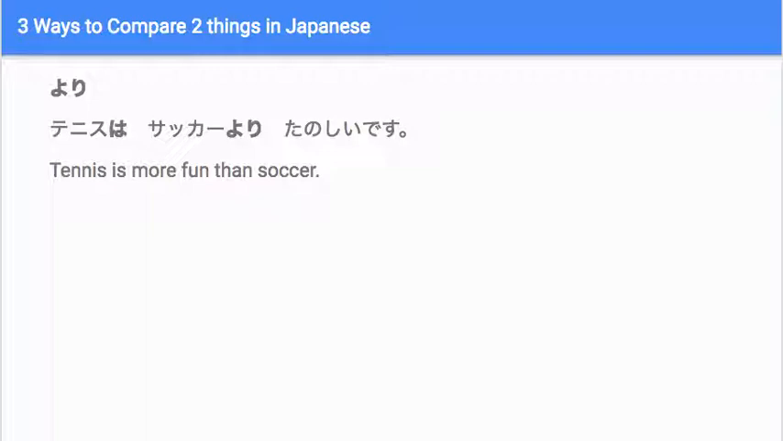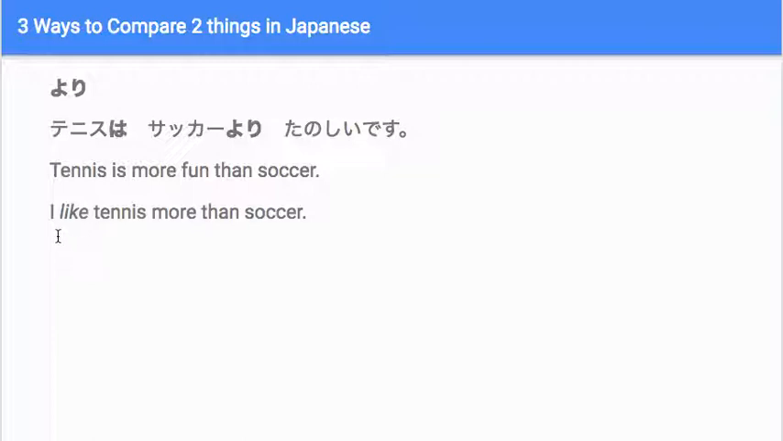I want you to notice that tennis in both Japanese and English is the subject, and in this case, the topic of the sentence. So the basic sentence is tennisu wa tanoshii desu. And we're just comparing it, and we're adding the yori to say that more than soccer. So tennisu wa saka yori tanoshii desu. Notice the particle wa here.